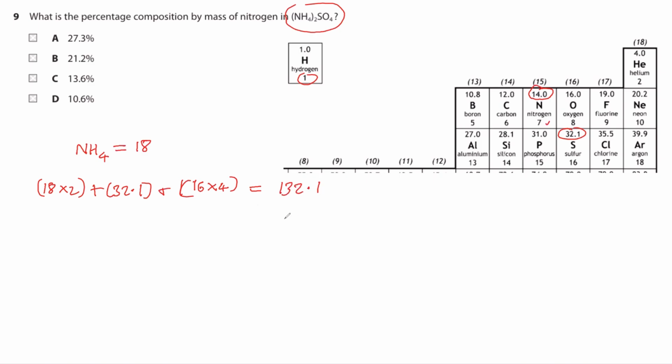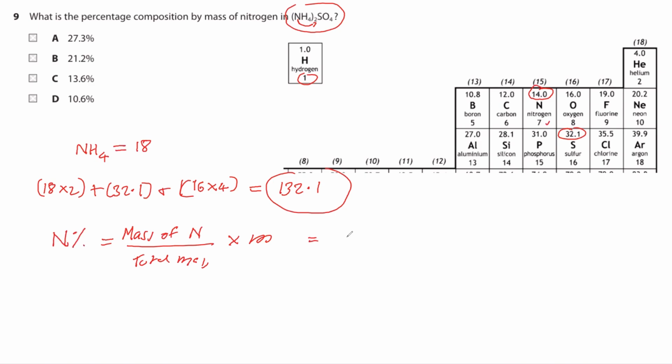132.1. Now what they're asking is, what is the percentage composition by mass of nitrogen? The whole thing is 132.1. The mass of nitrogen: we have 2 nitrogen atoms because NH4 times 2. Since 1 nitrogen atom is 14, 2 of them will be 28. So I have to write the mass of nitrogen on top, mass of nitrogen divided by total mass, into 100, which will give me the mass percentage of nitrogen in the sample.